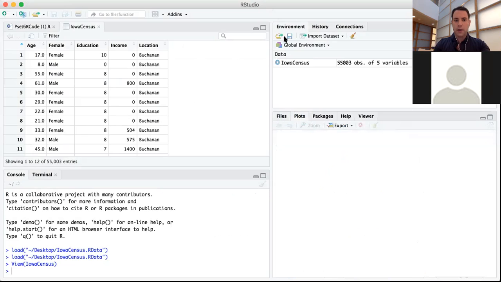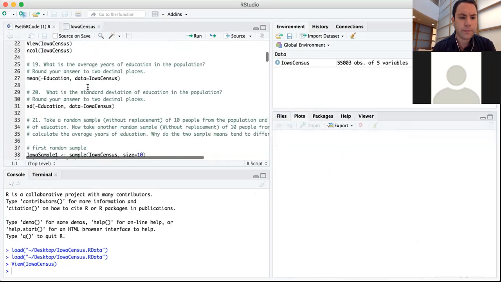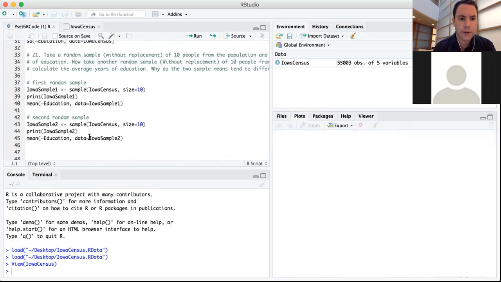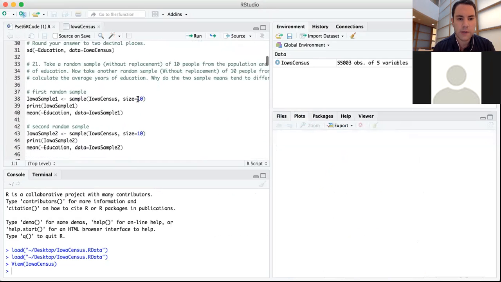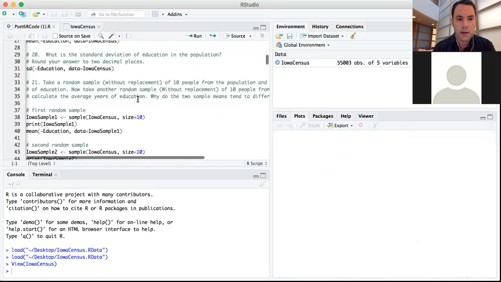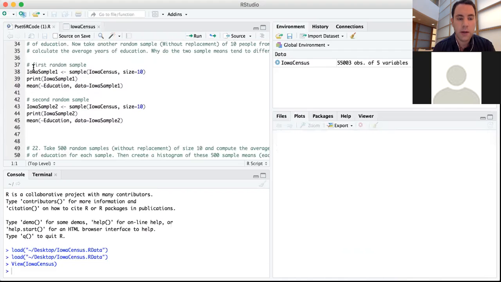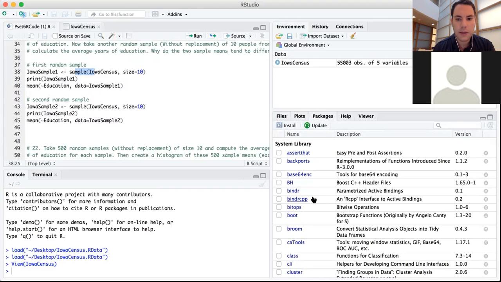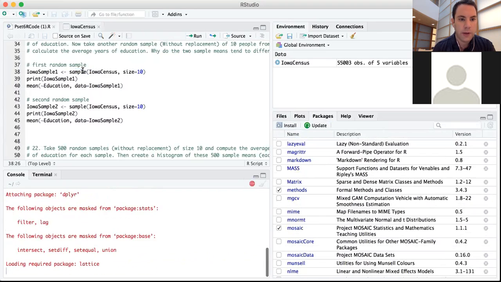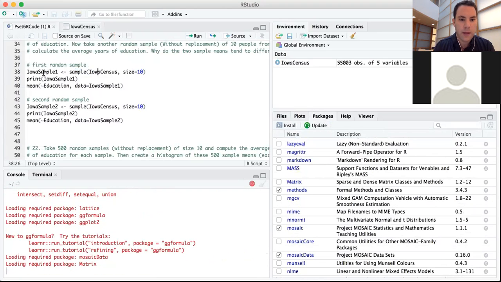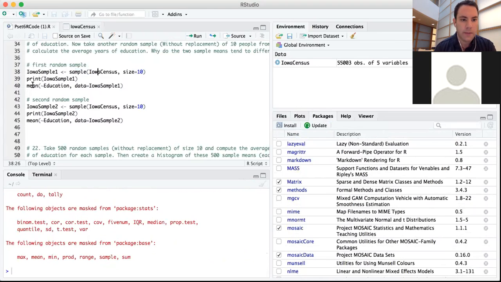So we can take a look here at R and go through some of these codes, because I know you were asking earlier how this would work. In this example, we could take a random sample of 10 people from the population and calculate the average years of education by using this code here. This code says we're going to sample from the Iowa census data set, take a random sample of 10 people, and store that as a new variable called Iowa sample 1. Then we can take the mean of that by using this mean command, looking at the education variable within this new data set we just created called Iowa sample 1.